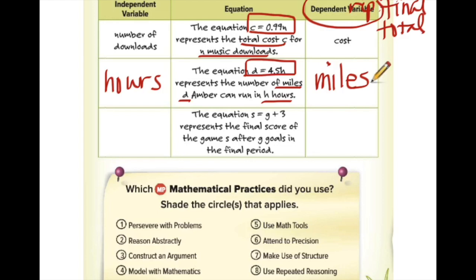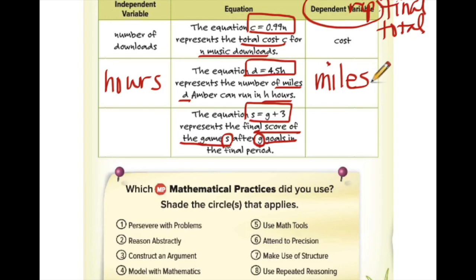All right, next equation. S equals G plus 3. This is the final score of the game, which is S, and G is goals. The final score depends on a lot of things. It depends on how many goals, how many extra points, all these different things that come into play with the score.